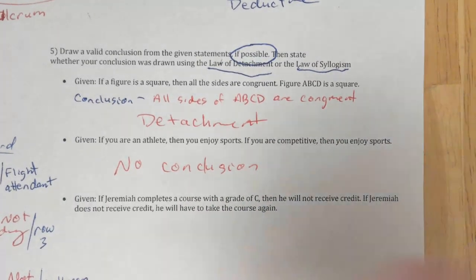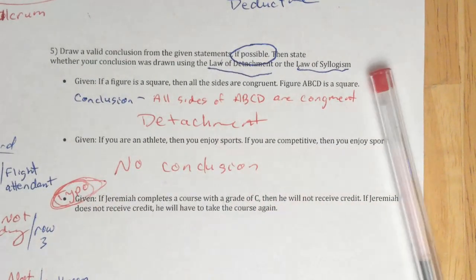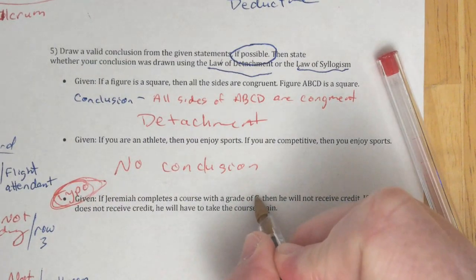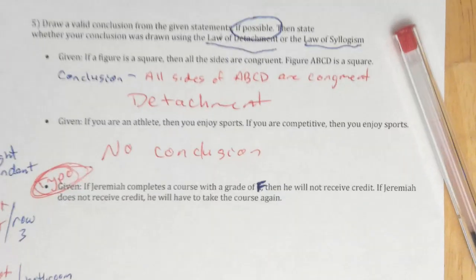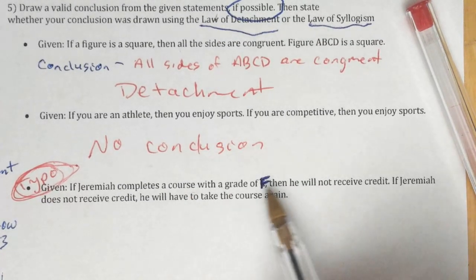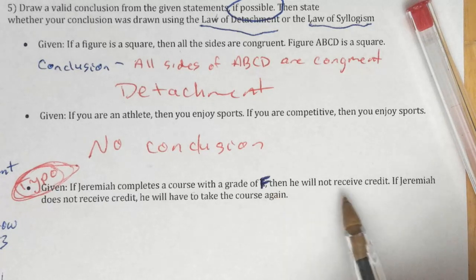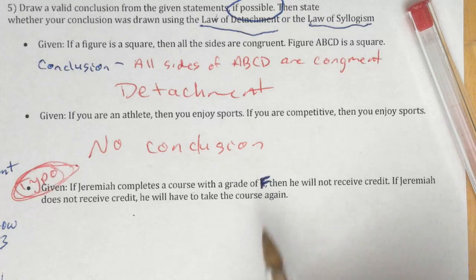All right, so this one right here has a typo. Can everyone please change this to the letter F? Everyone change that to the letter F. Sorry about that. All right, so for this one, if Jeremiah completes a course with a grade of F, then he will receive no credit. If Jeremiah does not receive credit, then he will have to take the course again.